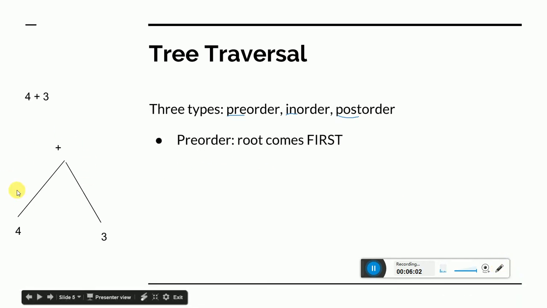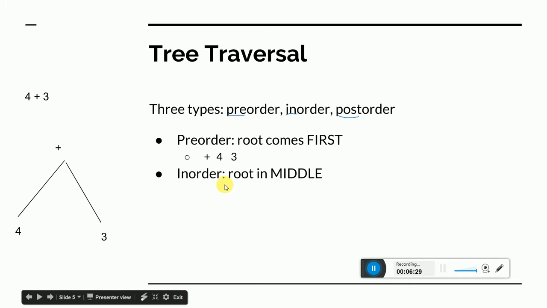So if I were to list these nodes using pre-order notation, I would say something like plus 4, 3. As I was reading that notation, what I would be looking for is, hey, if I have two numbers with the operator directly in front of them, this is the operation, and these are the two inputs that I'm going to be using for that particular operation. So in this case, I'm literally saying, hey, let's add 4 and 3.